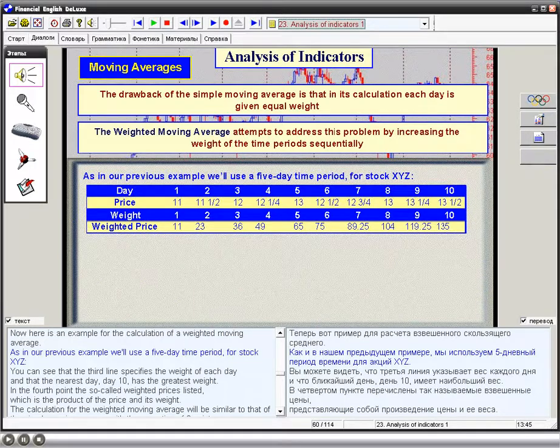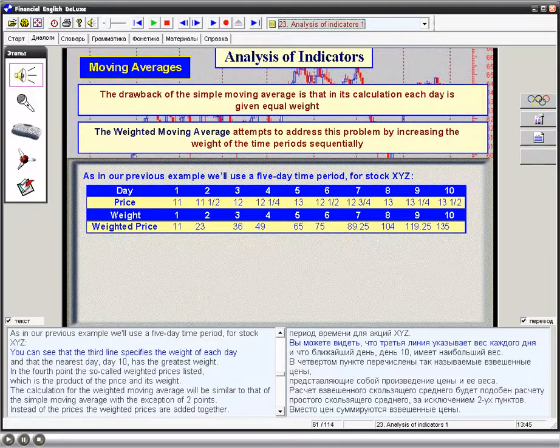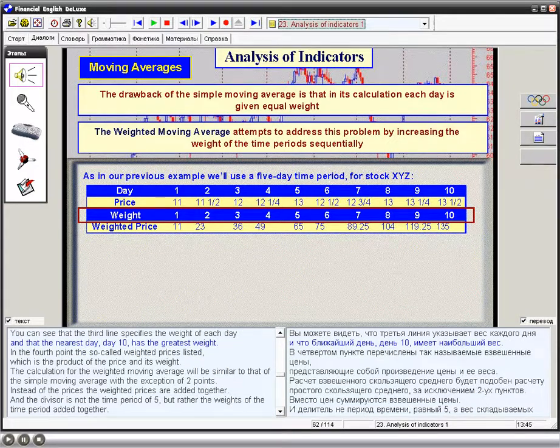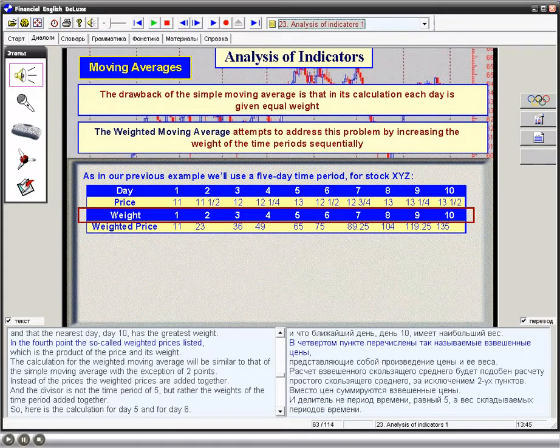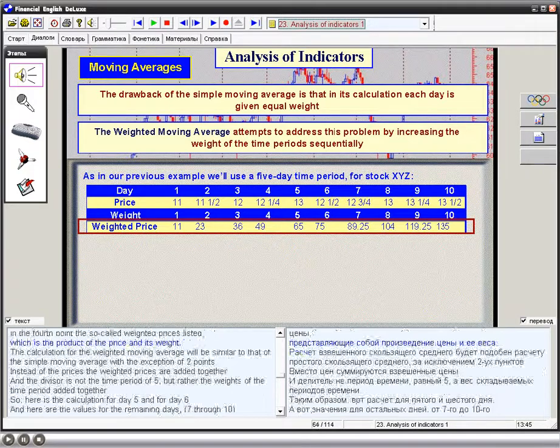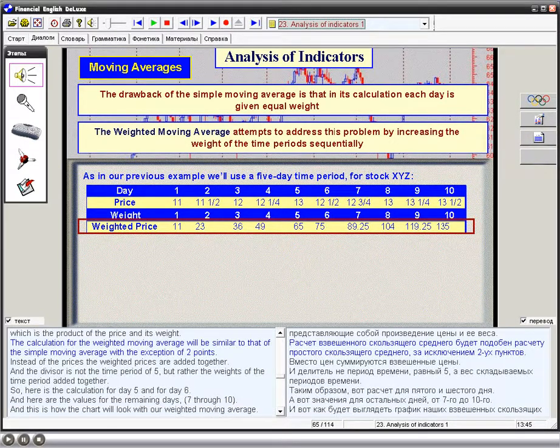As in our previous example, we'll use a 5-day time period for stock XYZ. You can see that the third line specifies the weight of each day, and that the nearest day, day 10, has the greatest weight. In the fourth line, the so-called weighted price is listed, which is the product of the price and its weight.